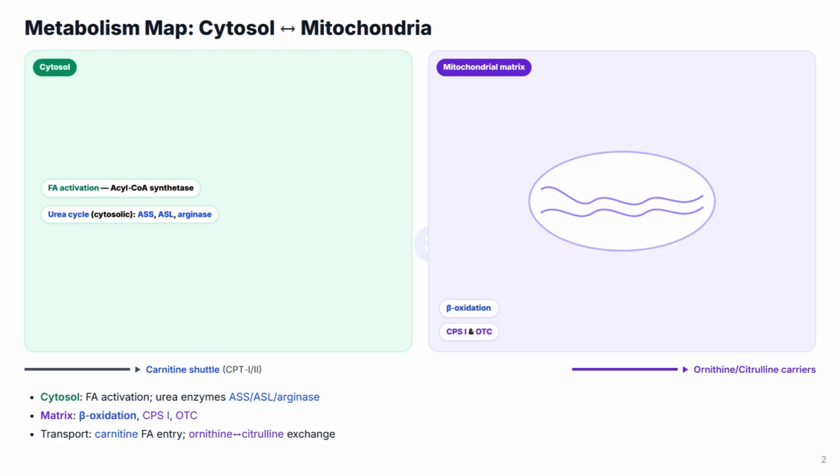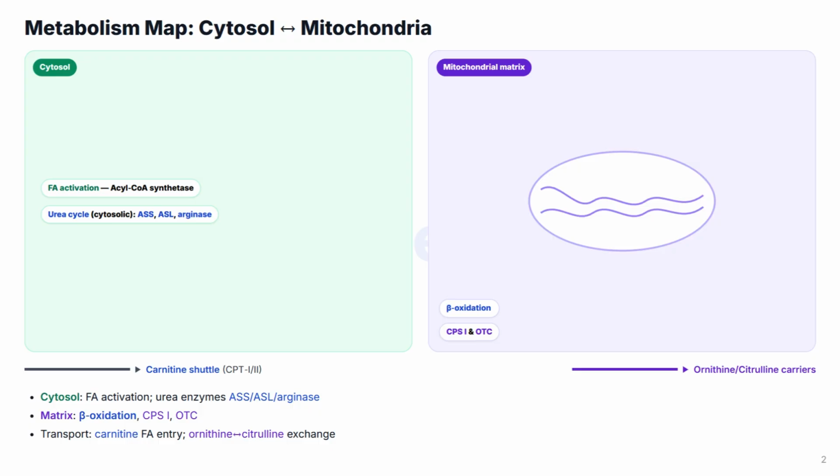We have two main compartments illustrated here. On the left, the cytosol, and on the right, the mitochondrial matrix. In the cytosol, we see several key processes listed. Fatty acid activation catalyzed by acyl-CoA synthetase and part of the urea cycle involving the enzymes ASS, ASL, and arginase. Inside the mitochondrial matrix, we have beta-oxidation and the enzymes CPS1 and OTC.